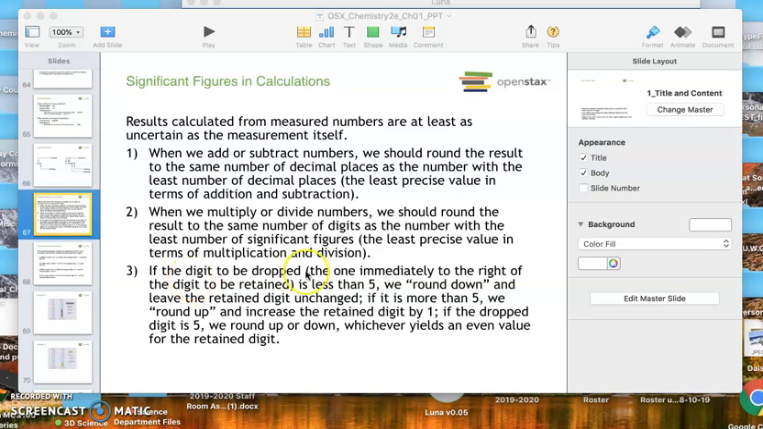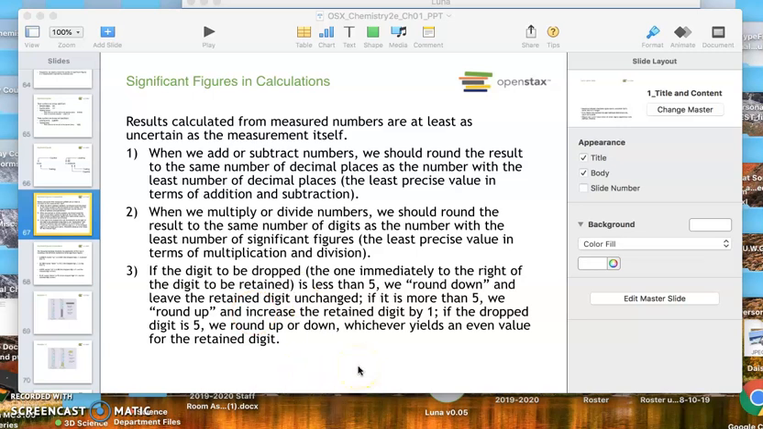So it says if the digit to be dropped is less than 5, we round down and leave the retained digit unchanged. If it is 5 or more than 5, we round up and increase the retained digit by 1. And if the dropped digit is 5, we round up or down, whichever yields an even value for the retained digit. Now, for the third rule, you probably already are familiar with rounding up or rounding down, right?